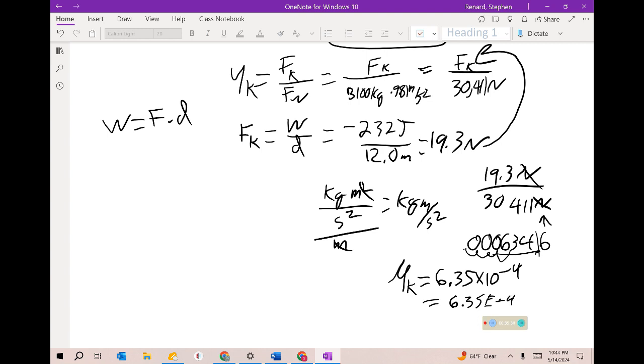Now, here's the thing. There were a lot of people who would end up putting units on the coefficient of kinetic friction. But as you can see here, if I'm dividing the force of kinetic friction, which is going to be in newtons, over normal force, which is also going to be in newtons, the newtons cancel out, which means we have no units. Coefficients of static and kinetic friction have no units attached to them.